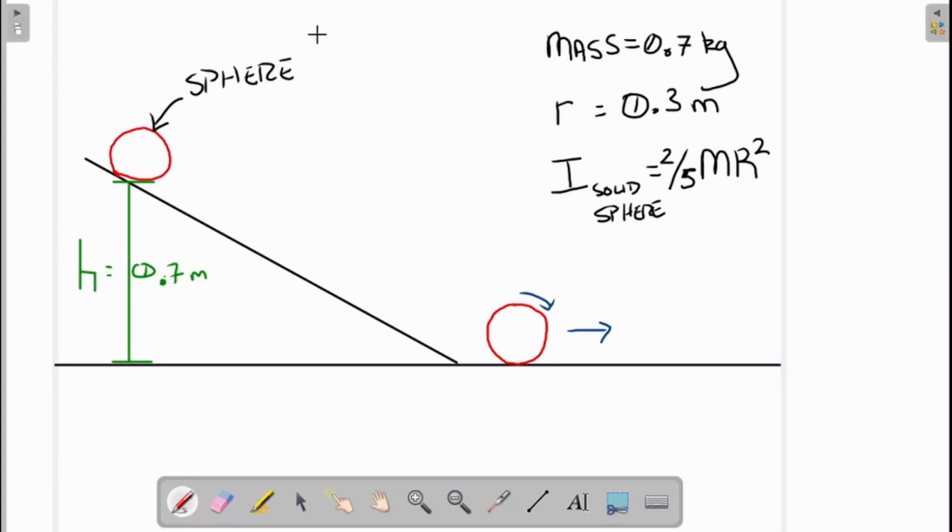E initial equals E final. This is nothing different than what we've done before. The problem is that my initial energy is gravitational potential energy, what the AP exam defines as U, but I will typically call EG, equals EK. The difference here is that our EK is split up into EK rotational and EK translational. And herein lies the problem, because while we have EG, this is going to be mgh.